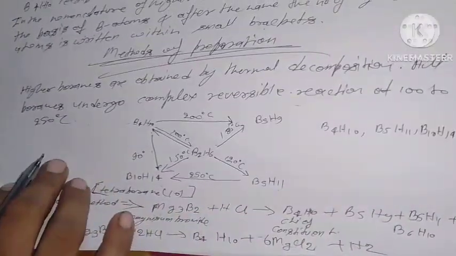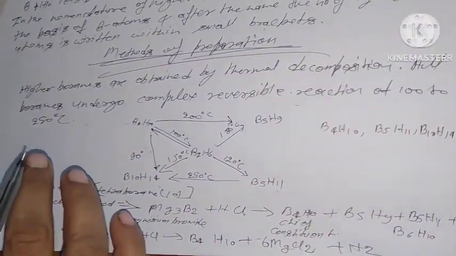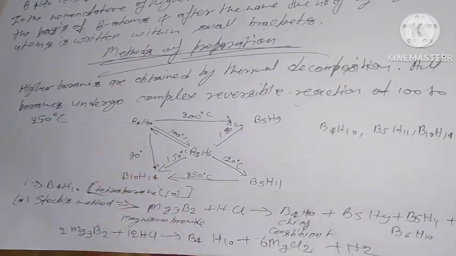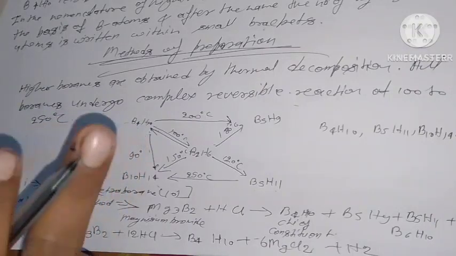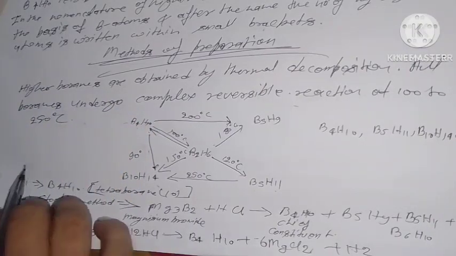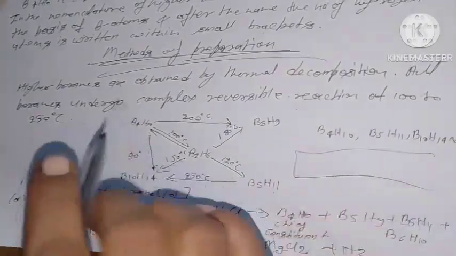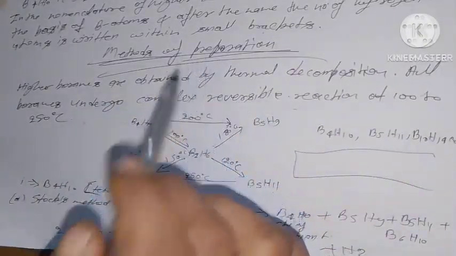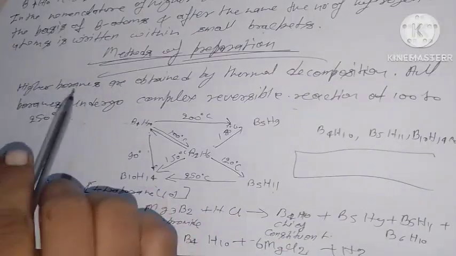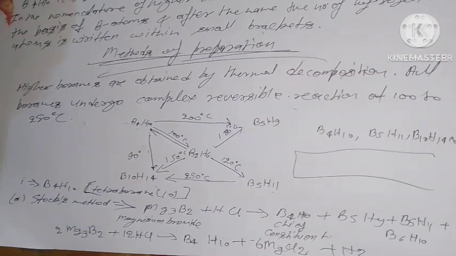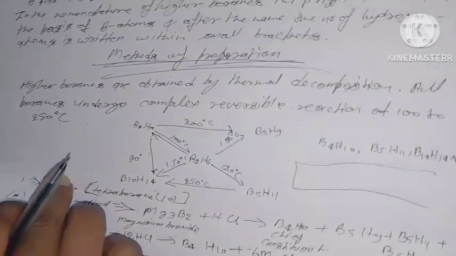Tetraborane is separated from this mixture by fractional distillation. Listen carefully: tetraborane is separated from this mixture by fractional distillation.